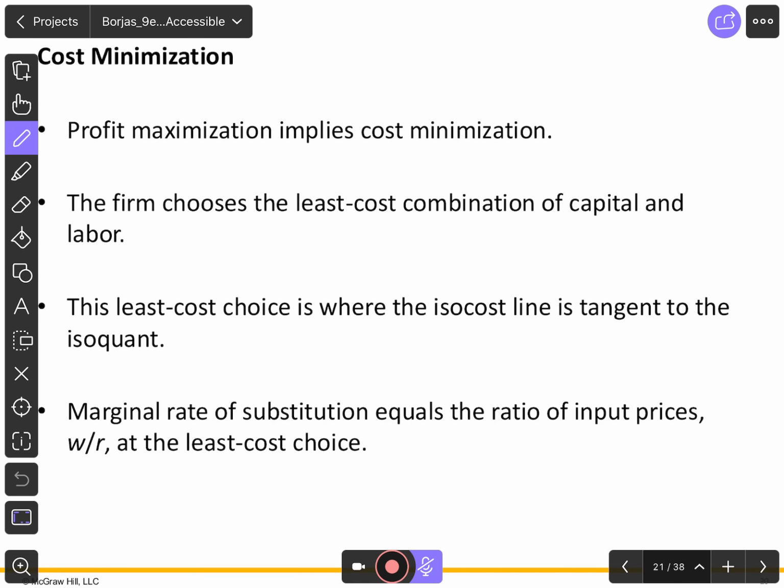Cost minimization is the same idea as profit maximization, so you can think of it as they choose the least cost combination between capital and labor.